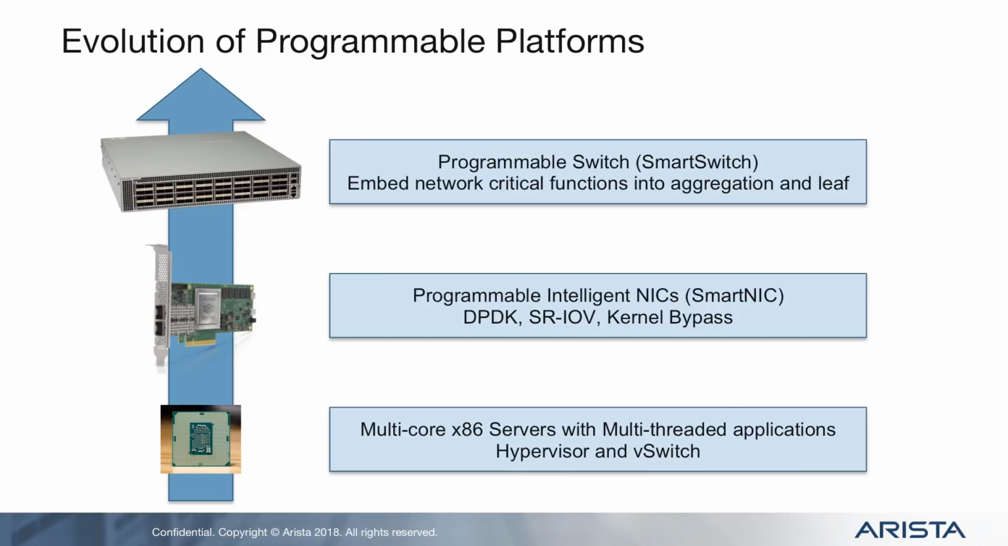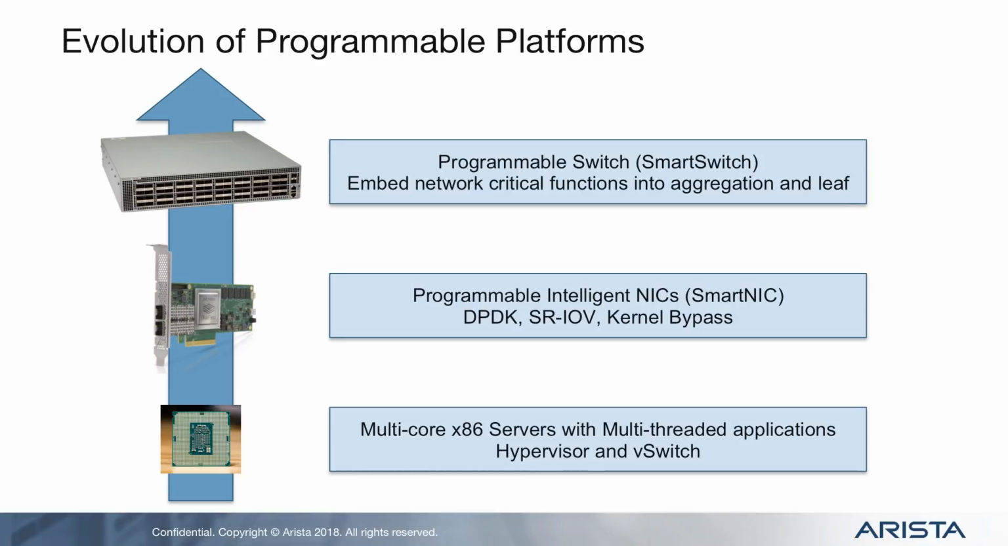So another way of looking at the evolution of these programmable platforms is starting with the x86. The x86 server today is a multi-core high-performance machine that has the most flexible architecture. You can run any combination of software on that CPU. What we've seen is the evolution to a set of programmable intelligent network interface cards, where through some I/O acceleration capabilities we've got higher throughput and higher performance.